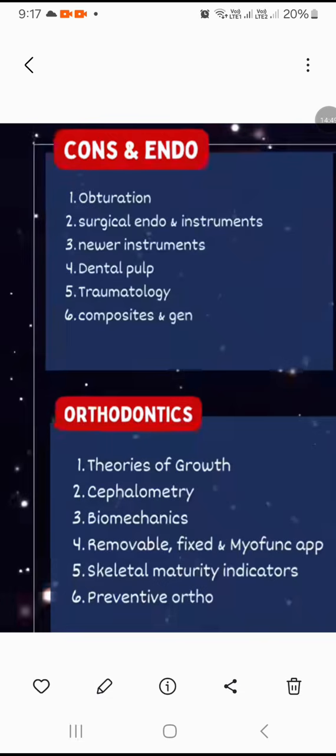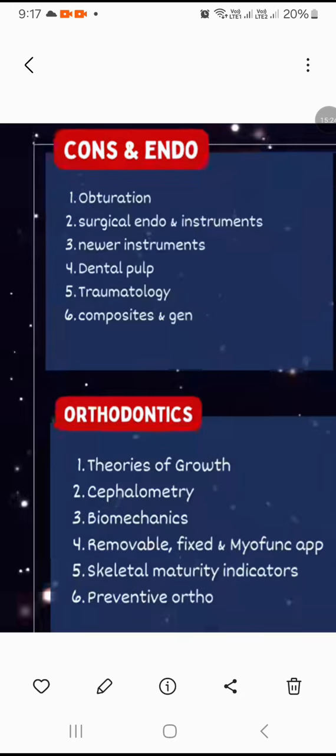Coming on to ortho, theories of growth, important topic. Cephalometry is important. In cephalometry, basic things are asked. What is SNA angle, what is SNB angle, what is ANB angle. If it is more, what will be the diagnosis, whether it is class 2 division 1 or division 2, whether it is class 3. So all these things are important. Biomechanics, removable, fixed and myofunctional appliances are also important. Okay, face mask is a repeated question in ortho. Skeletal maturity indicators, that is also important.